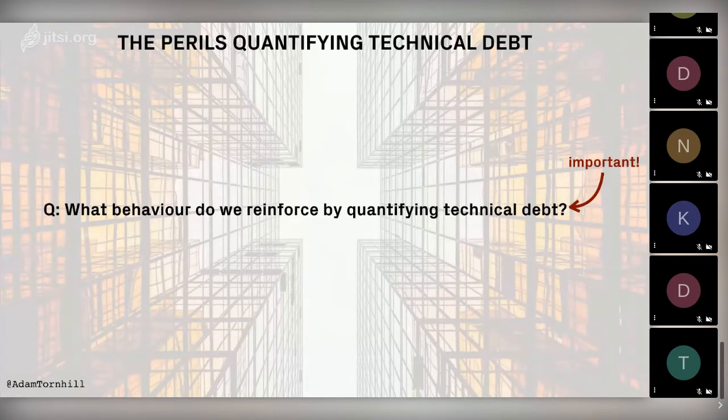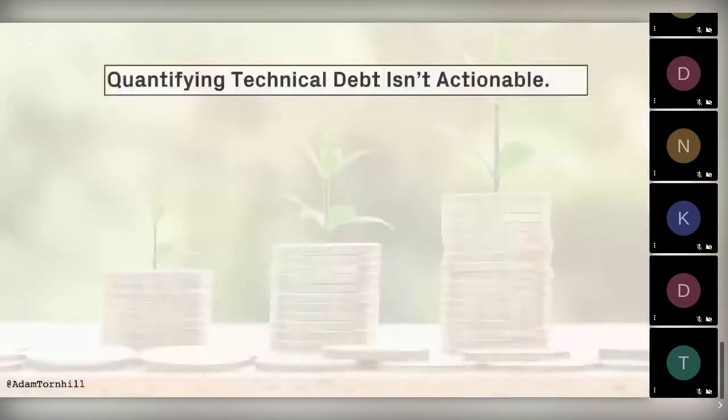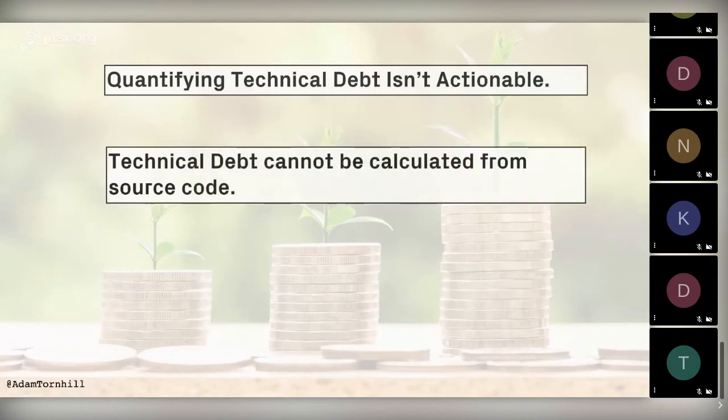So what I'm trying to say with this slide is that quantifying technical debt might be interesting. It might be interesting to quantify it in terms of number of issues or number of outdated components and so on. But that in itself simply isn't actionable. We cannot act upon it because there's too much information, so we need to prioritize. The other problem I wanted to raise was that technical debt simply cannot be calculated from source code.